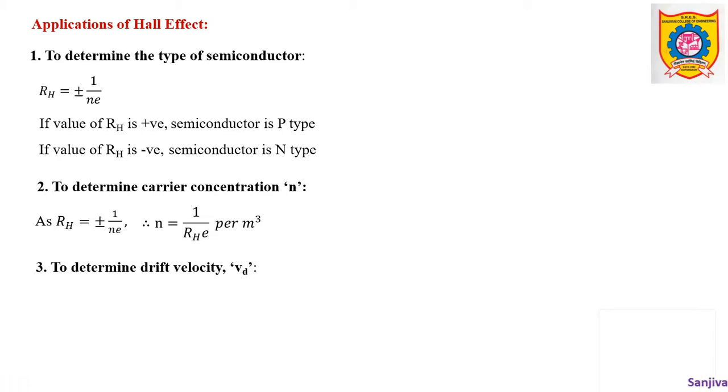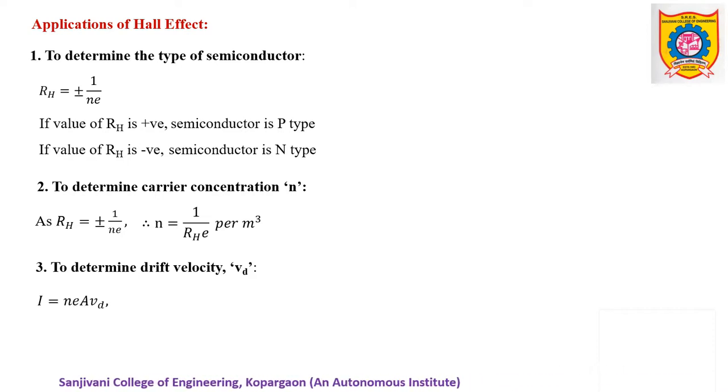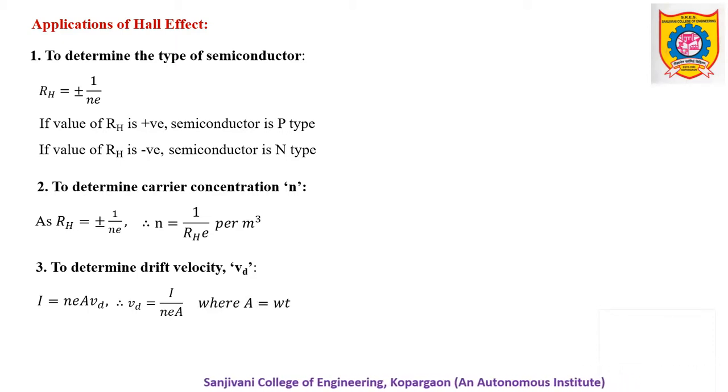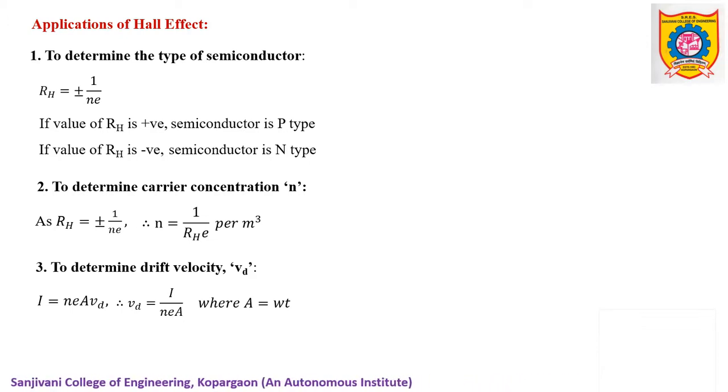Once we know the carrier concentration, we can determine drift velocity, that is Vd. The formula is I is equal to NEA Vd, which can be rearranged for Vd as I upon NEA. So values of N and A are calculated. E is constant. So by just putting these values in this formula, with current practically measured, we will get the desired drift velocity in meter per second. Here A is the area of cross section of the sample, which is expressed as width into thickness.